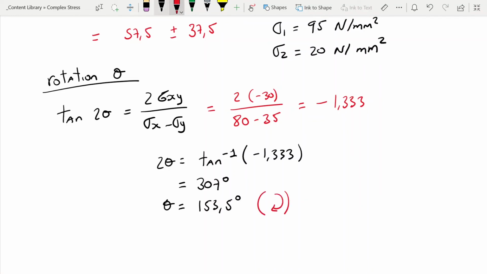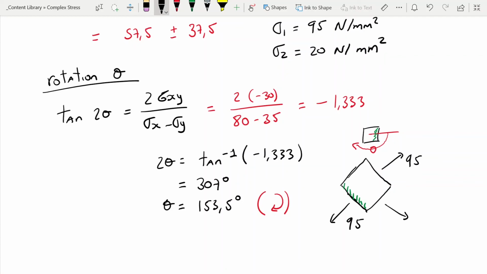Based on these conventions, if theta is positive, that means it's a clockwise rotation. So if we take our initial square at its original position and rotate it 153 degrees, something that looks like this, our square will be aligned somewhat like that. I'm saying that this face here of the square will be this face here. And when we do this rotation, we will have sigma 1 of 95 acting in this plane, and then 90 degrees after, 20 acting in the other plane.